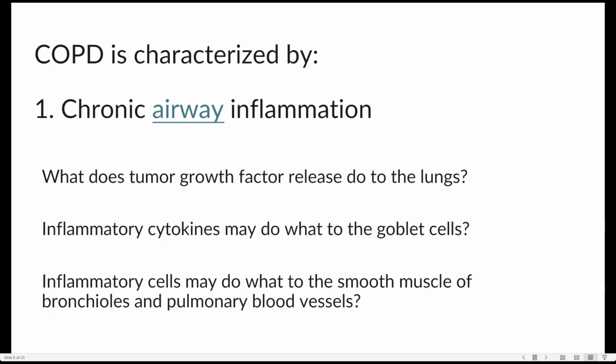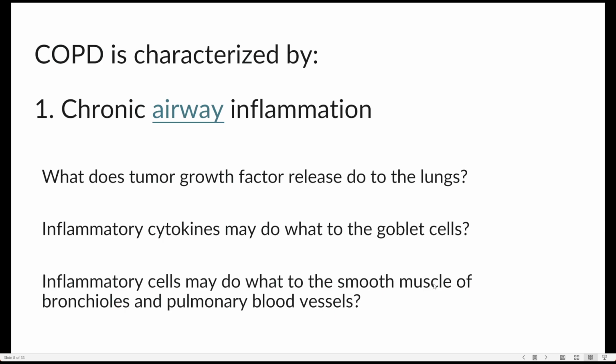What about other inflammatory cytokines like interleukin 1, 10, and histamine? What do they do to the goblet cells, which secrete mucus? Well, they cause an increase in the number of goblet cells. So you have increased mucus secretion, again contributing to obstructive lung disease.